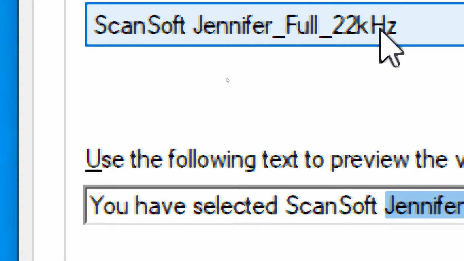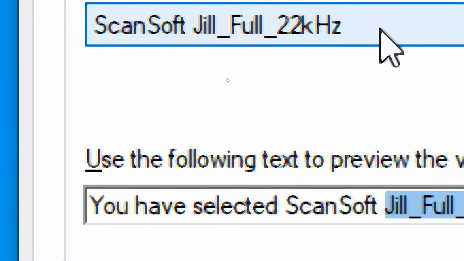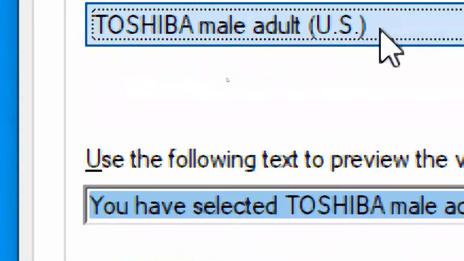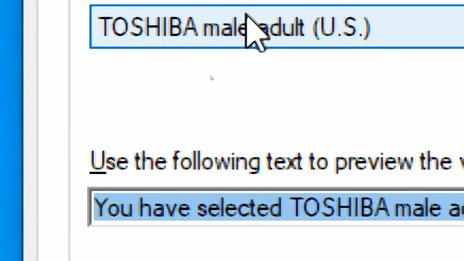You have selected Scansoft Jennifer_full_22 kHz as the computer's default voice. You have selected Scansoft Jill_full_22 kHz as the computer's default voice. You have selected SLT as the computer's default voice. You have selected Toshiba Male Adult US as the computer's default voice.